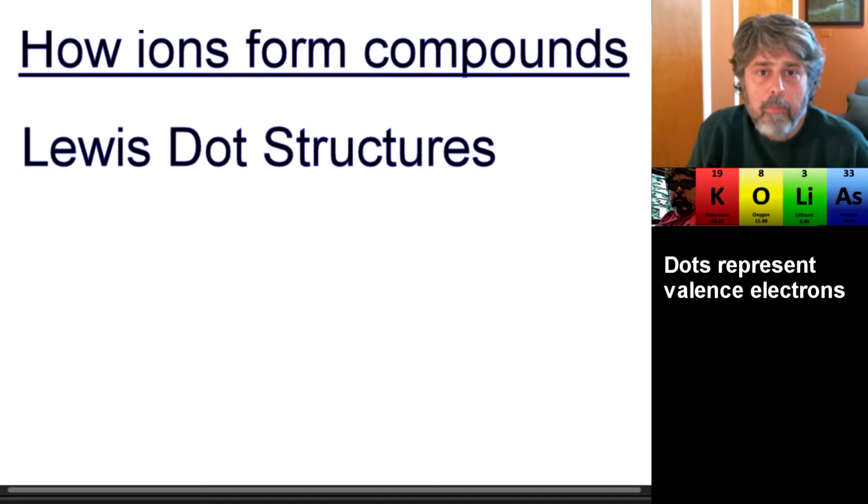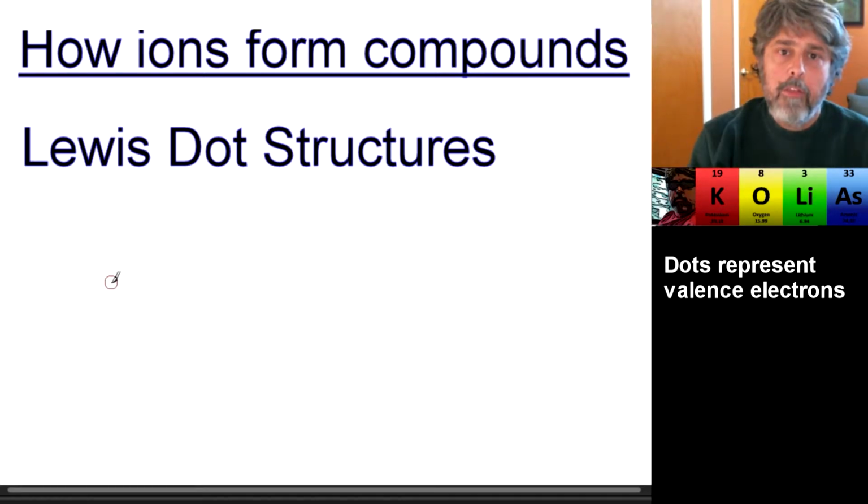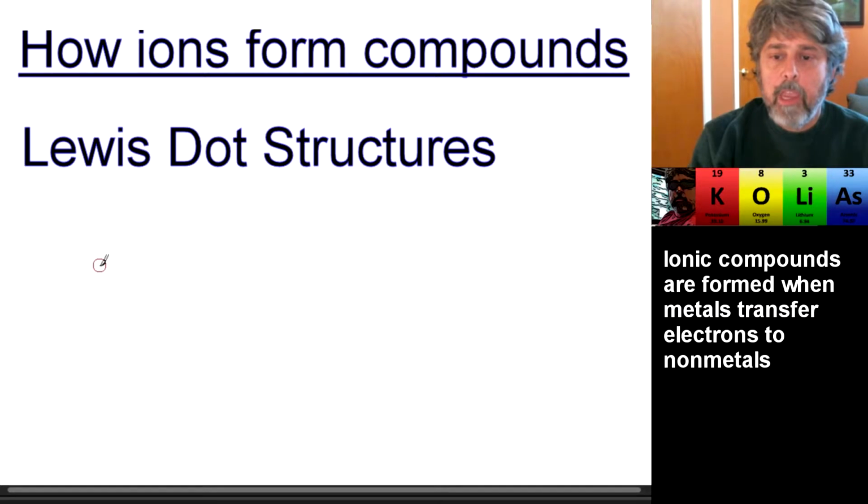We're going to do this by a little thing called Lewis dot structures. We're going to use dots to represent valence electrons, and we're going to watch to see how they're transferred from one atom to another. Okay, let's look at an example here. Let's take two elements that we know about, sodium and chlorine.